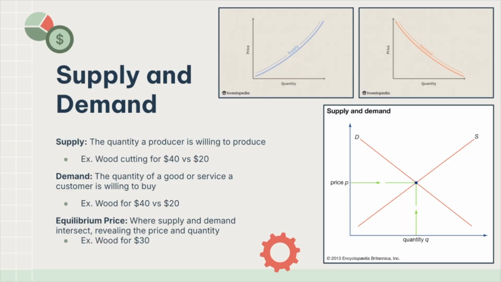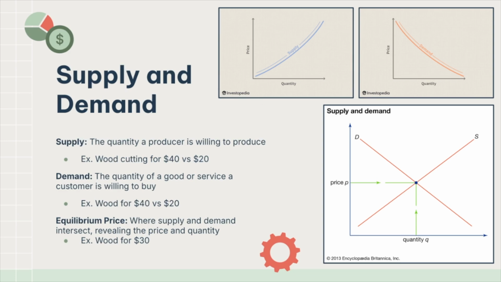The supply is the quantity that a producer is willing to produce. For example, the price of wood being $40 versus $20. When they can sell the wood for $40, they may prefer producing more of it. Or when they can only sell it for $20, they may prefer selling less of it. If you look at the image on the top over here, you can see that as the quantity supplied of goods increases, so does the price.